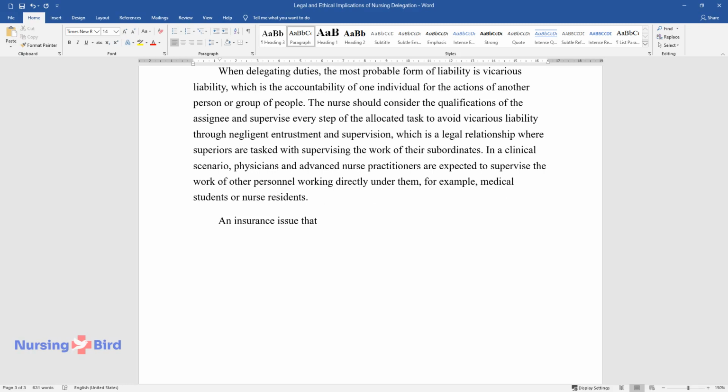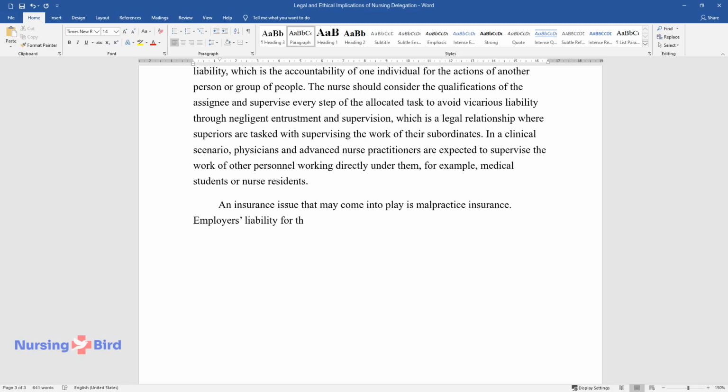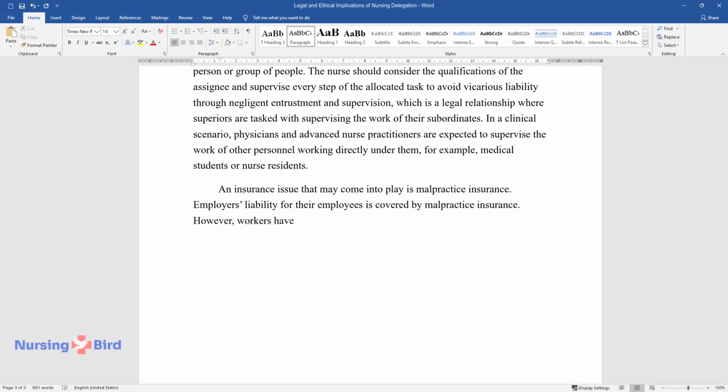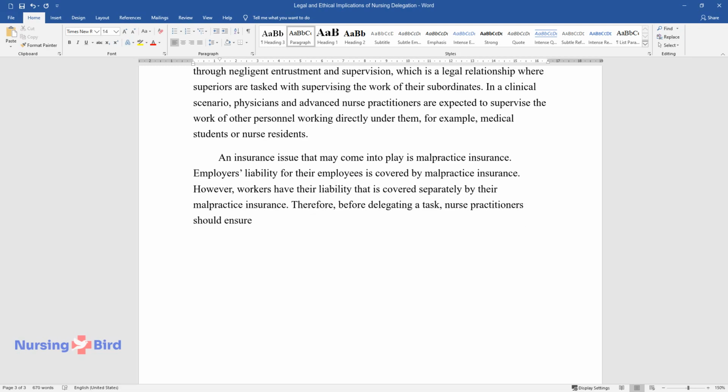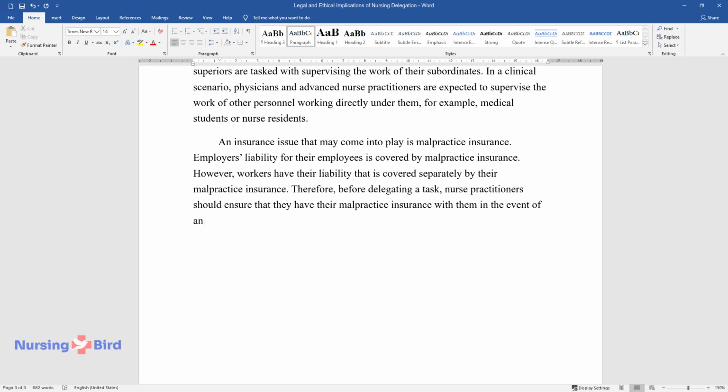An insurance issue that may come into play is malpractice insurance. Employers' liability for their employees is covered by malpractice insurance. However, workers have their own liability that is covered separately by their malpractice insurance. Therefore, before delegating a task, nurse practitioners should ensure that they have their malpractice insurance with them in the event of any mishap.